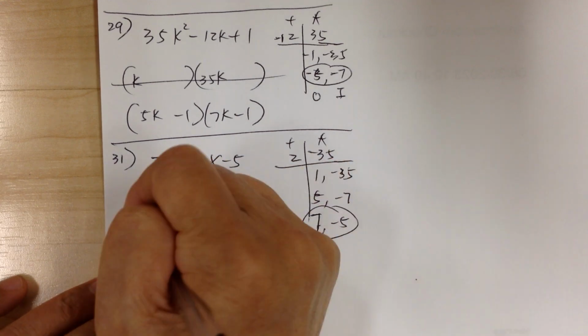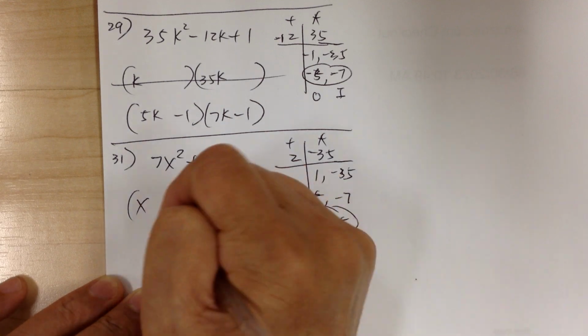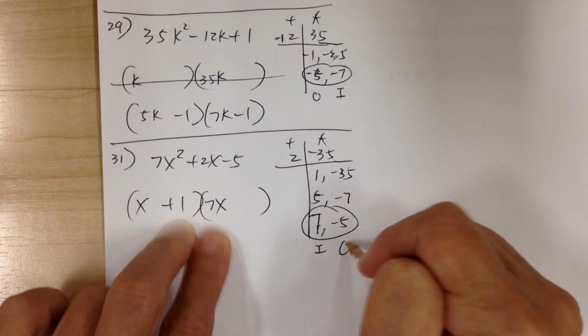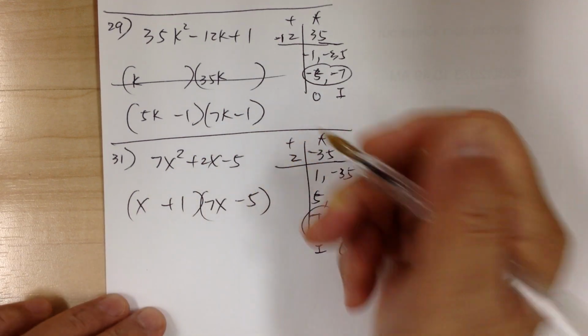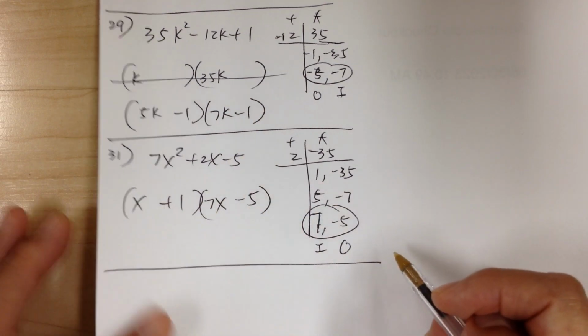Okay, so break it down. So you got x, 7x. So this would be the inside, so it would be +1. This would be the outside, so it would be -5. And do the L, 1 times -5 gives you -5. So all good. Okay.